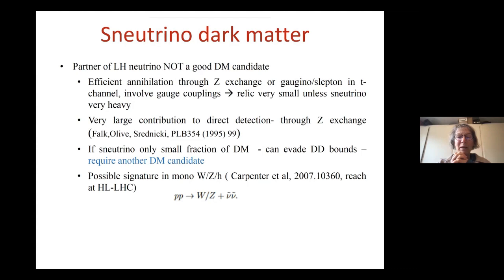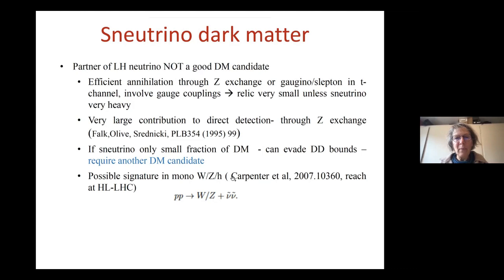And moreover, what's even more critical is that because this left-handed sneutrino couples to a Z, it gives a very large contribution to direct detection through the Z exchange. And already in 1995, this was excluded by the direct detection constraints at the time. So the only way you can make the left-handed sneutrino part of the dark matter is if it constitutes a small fraction of the dark matter, and then you can evade some of the direct detection bounds because it contributes only a fraction of the relic density. But this requires another dark matter candidate. So I cannot really say that the left-handed sneutrino is not a good dark matter candidate, but it can only be a small fraction of the dark matter.